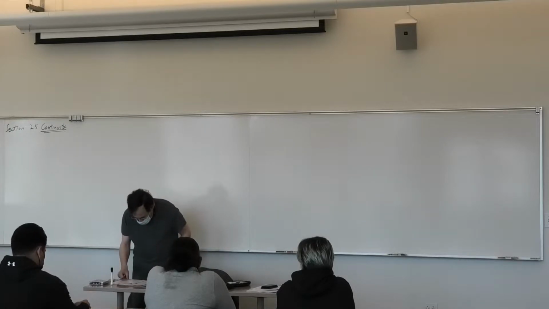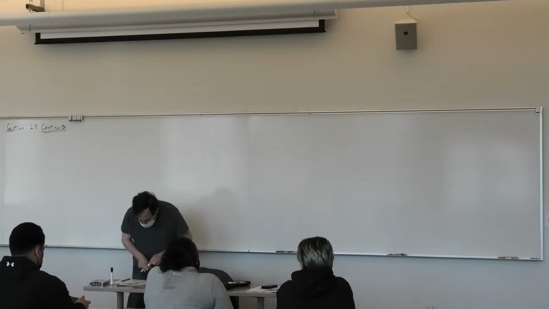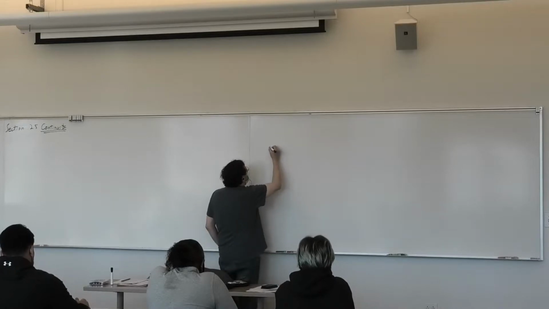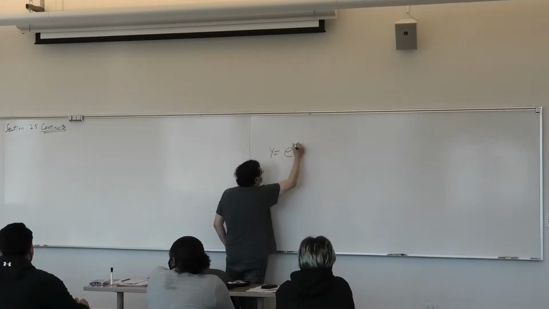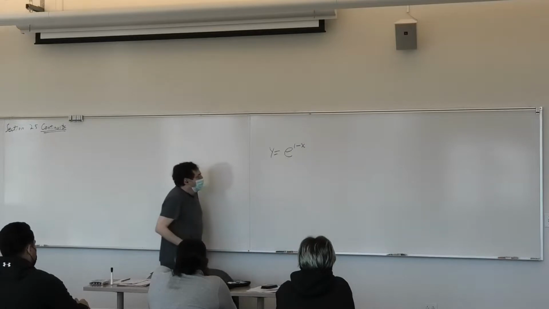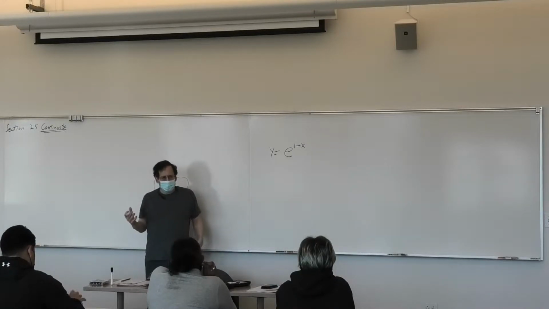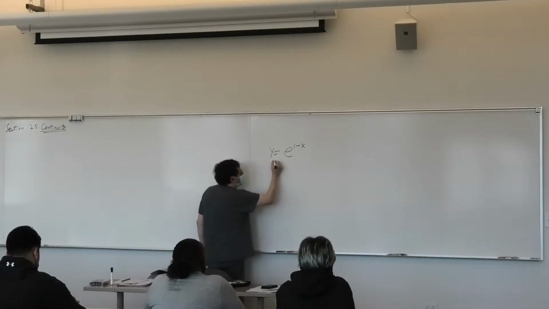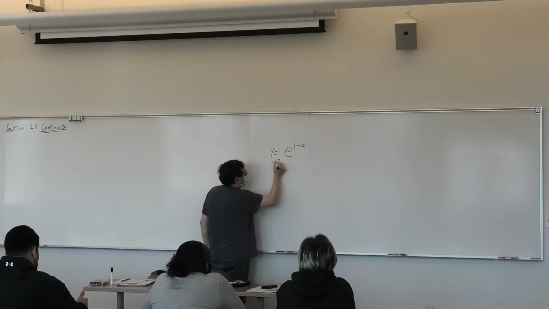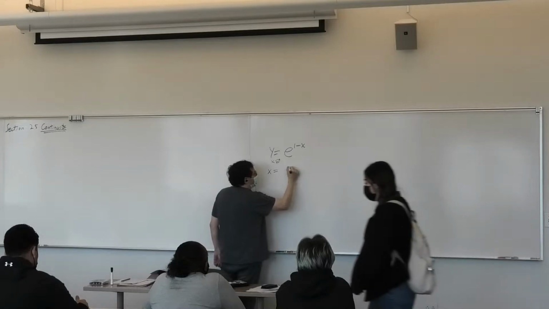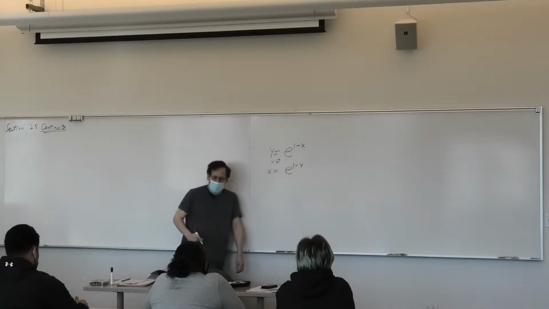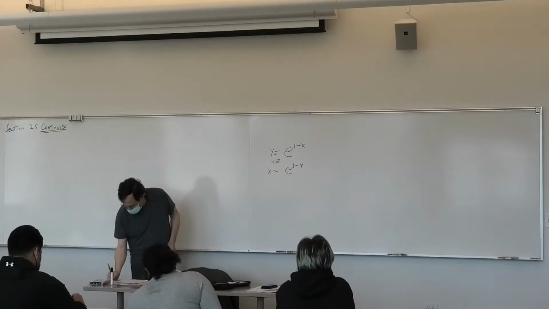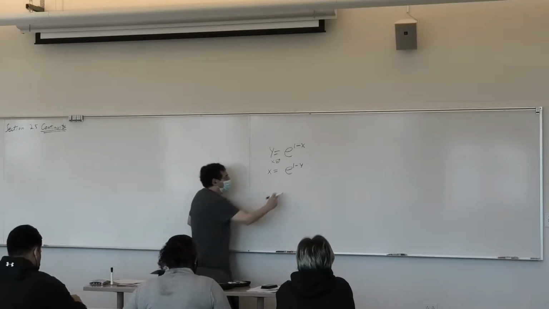So the question asks to find a formula for the inverse function y equals e to the 1 minus x. Using the strategy I like to use, I switch x and y. So now I have x equals e to the 1 minus y. Okay, the problem now is how to solve for y.